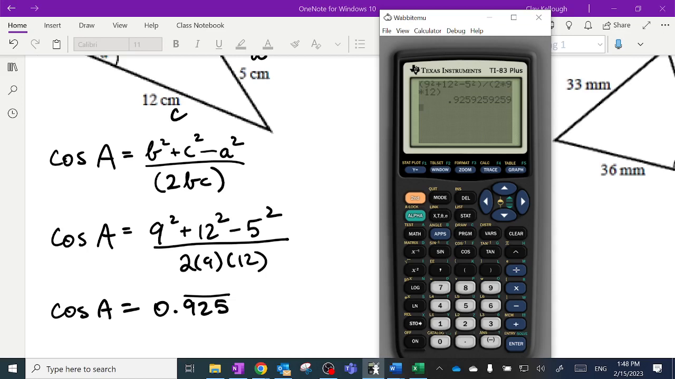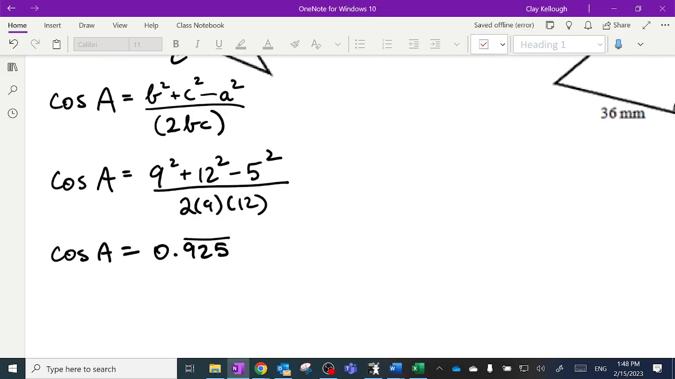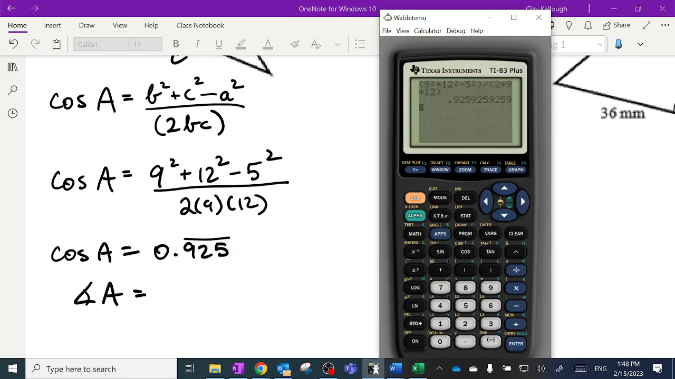Let's get back to finding angle A. Are you okay if I kind of save some time here and just jump right to angle A? We know it's always going to be the same. It's always that inverse cos. Save a bit of time. So inverse cos my answer, boom, 22.19 degrees.